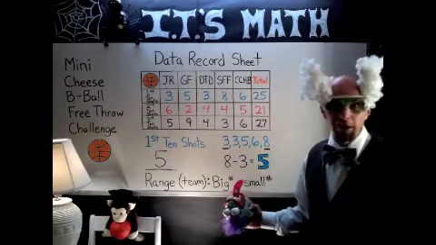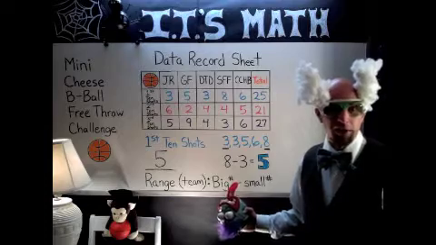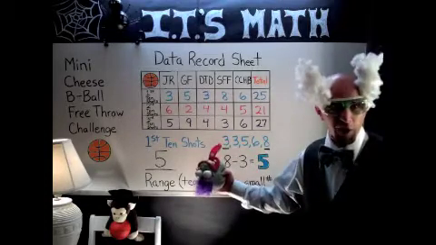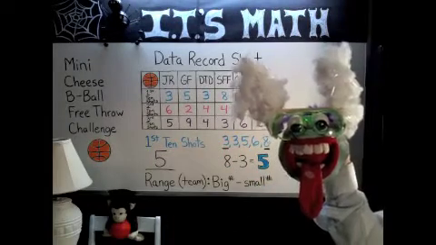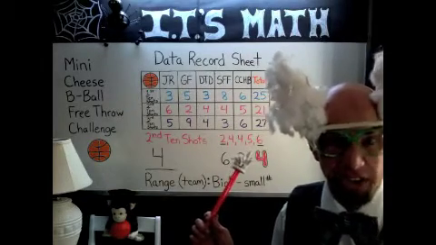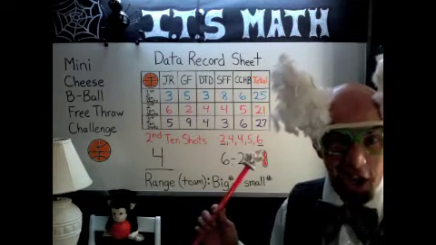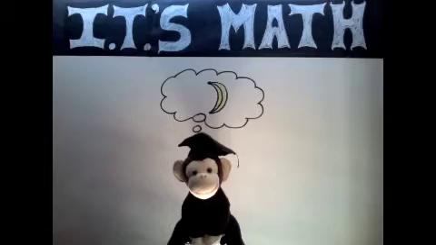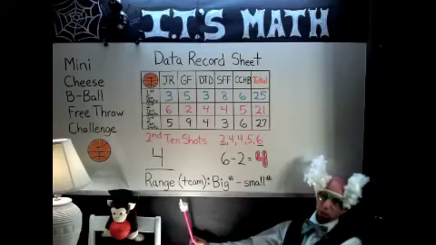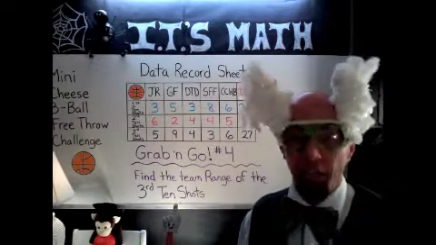To find the team's range of the first 10 shots displayed in blue, let's determine the difference by subtracting the largest value and the smallest value. 8 minus 3 equals a range of 5. We can also find the team's range of the second 10 shots shown in red by subtracting the largest number 6 and the smallest number 2, which would give us a range of 4. For our grab and go assignment number 4, find the team range of the third 10 shots.